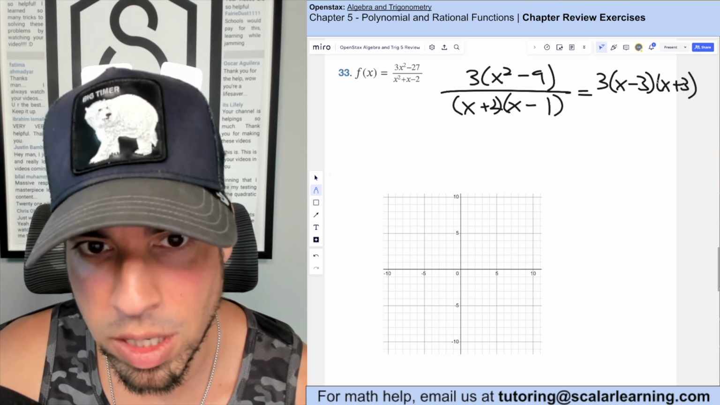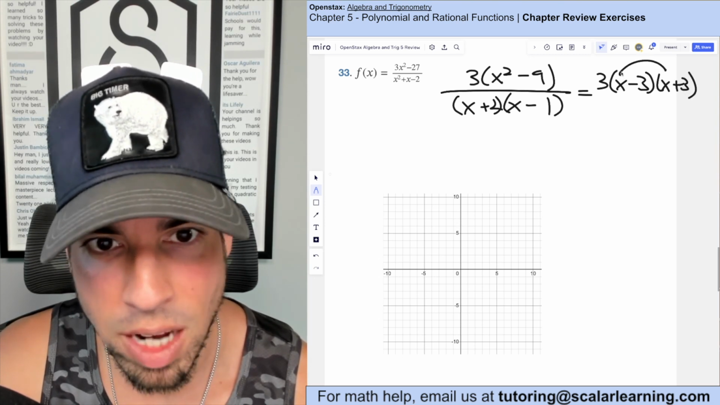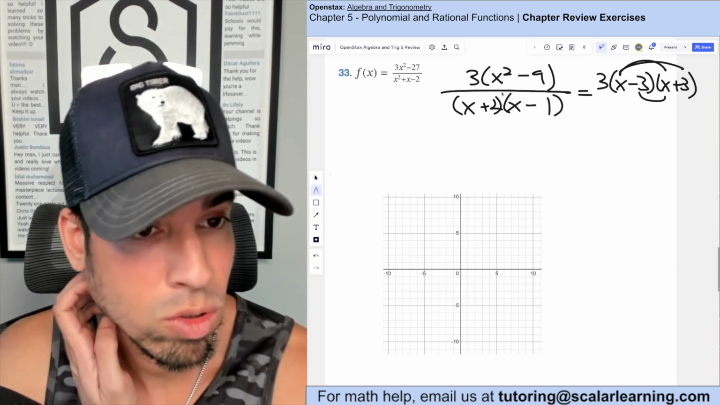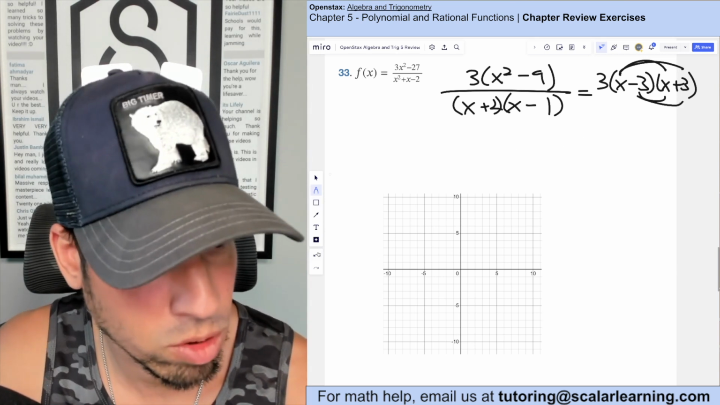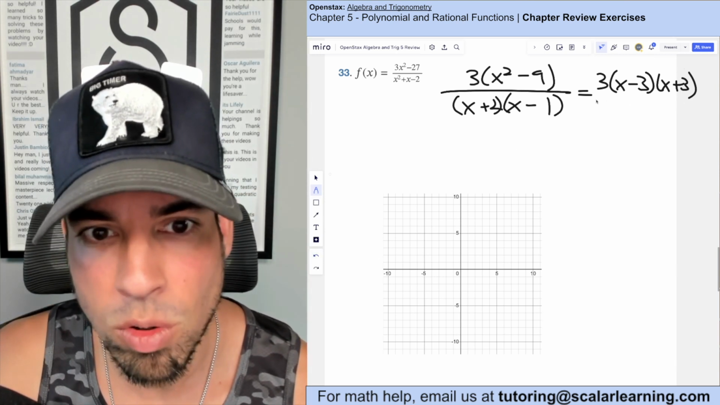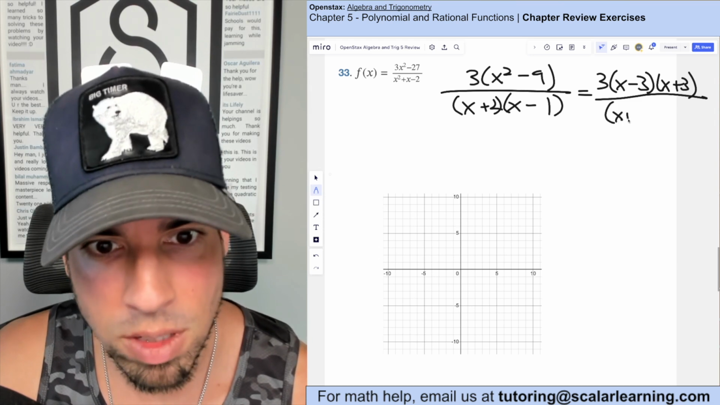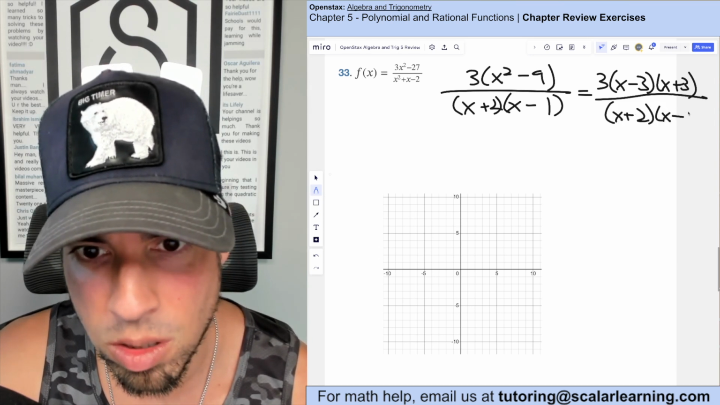x plus 3. And just to verify, if you FOIL it, you get x squared, 3x, negative 3x, those cancel out. And then negative 3 times 3 is negative 9. So that's how you know it's factored correctly. And then we have this x plus 2, x minus 1 still on the bottom.